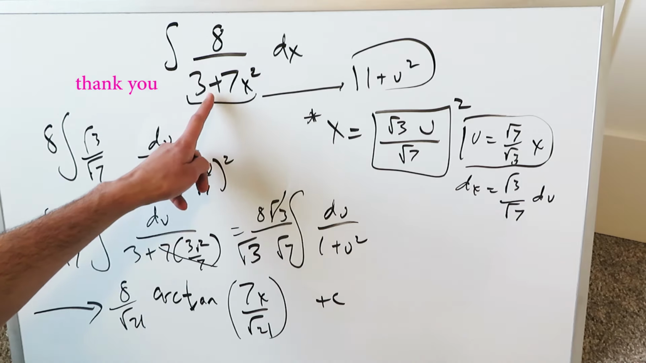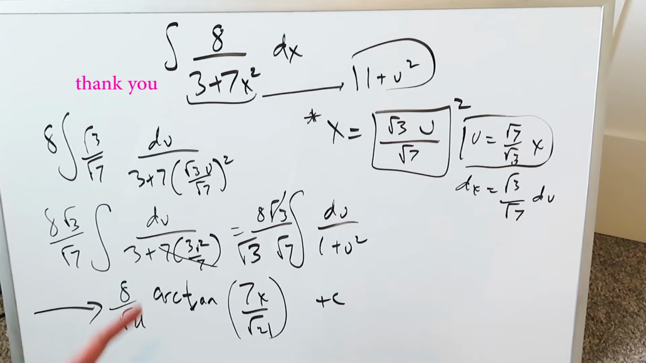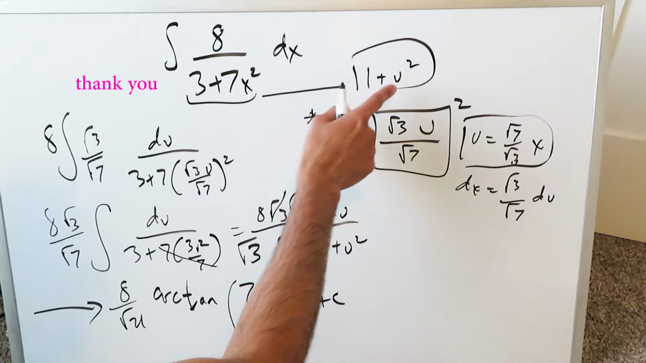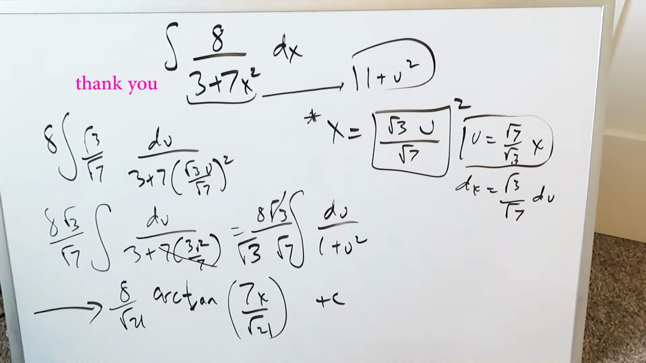Remember, when you're seeing something like this, you're thinking about your arctan antiderivative. You're trying to convert this into that by means of a very good substitution.